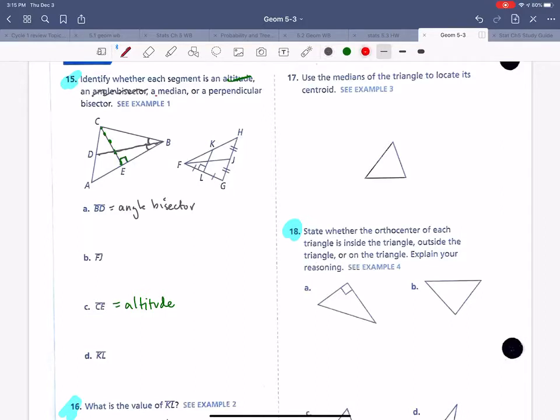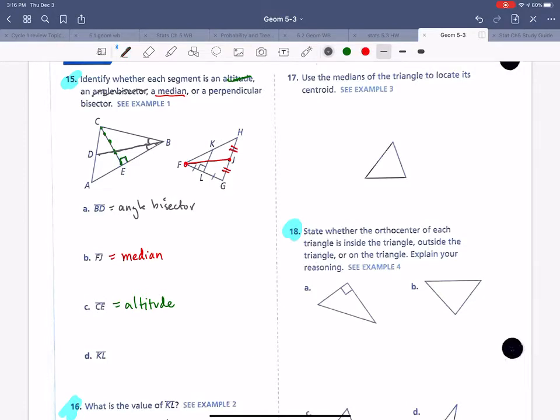Okay, median. Median is cut in the middle and trace back to the opposite side. So D, I don't know if this is the middle because I would need that evidence. So I can't just assume by looks. E also doesn't even look like the center. So E is not the midpoint. L here is the midpoint, but it doesn't look like we traced back to the opposite side. So that can't be a median. This one looks like our best candidate. J is in the middle of segment GH, and they did trace back to the opposite side. So I like FJ as my median.